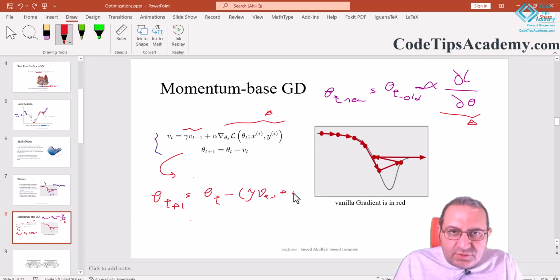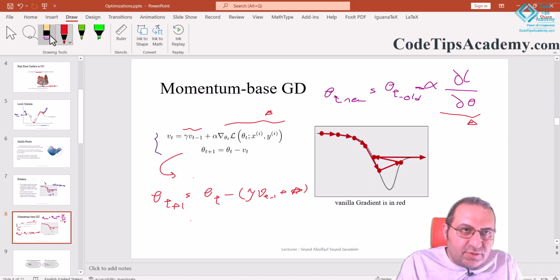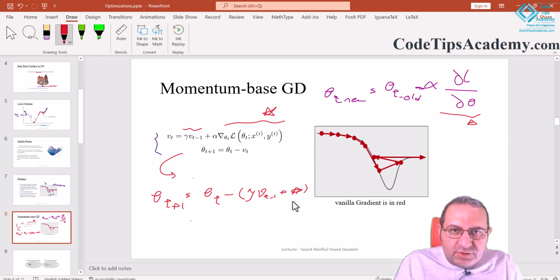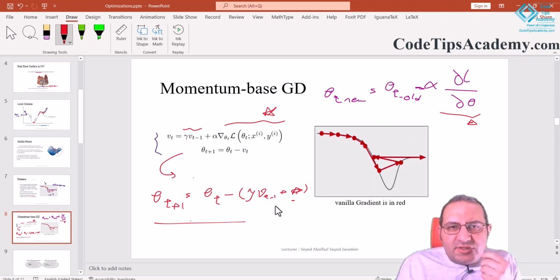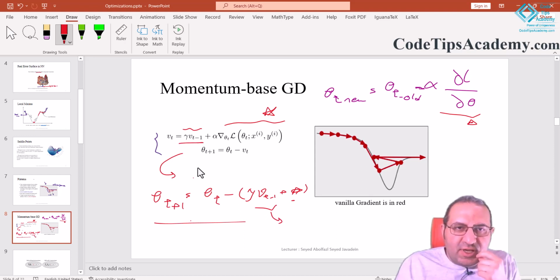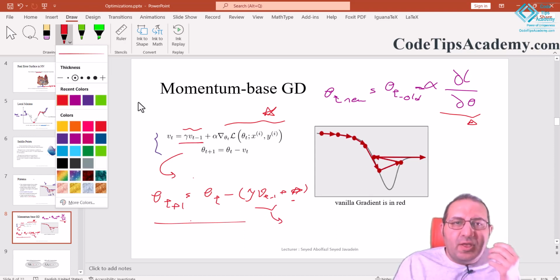This is the star term, a star here, and a star here. This term and this term are equal. As you can see here, this formula is this formula, but we added a simple term here. This term is added, and this is an easy term.